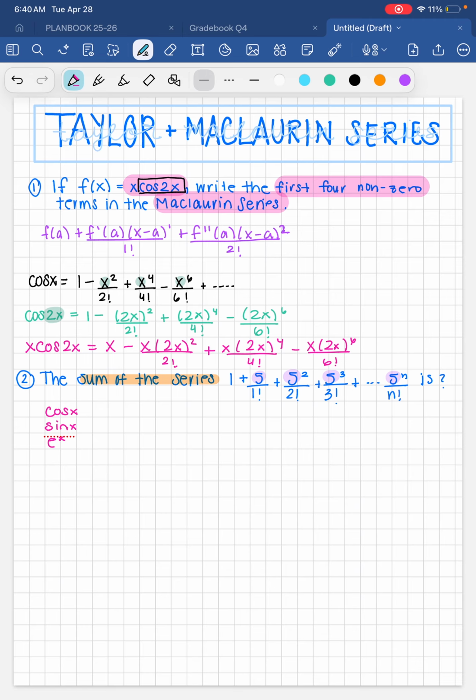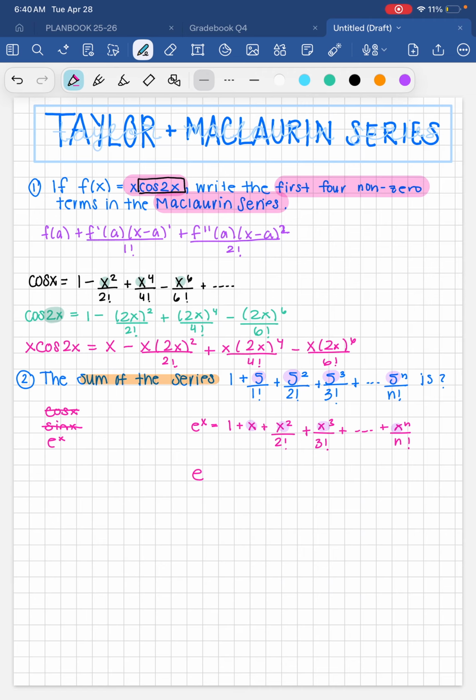Also, what are some other key things? The series is not alternating, it's just being added up. So I know it can't be cosine, it can't be sine, it's going to be e to the x. So the series for e to the x is 1 plus x squared over 2 factorial, x cubed over 3 factorial, dot, dot, dot, x to the n over n factorial. And you can see, instead of using an x, they replaced x with 5.